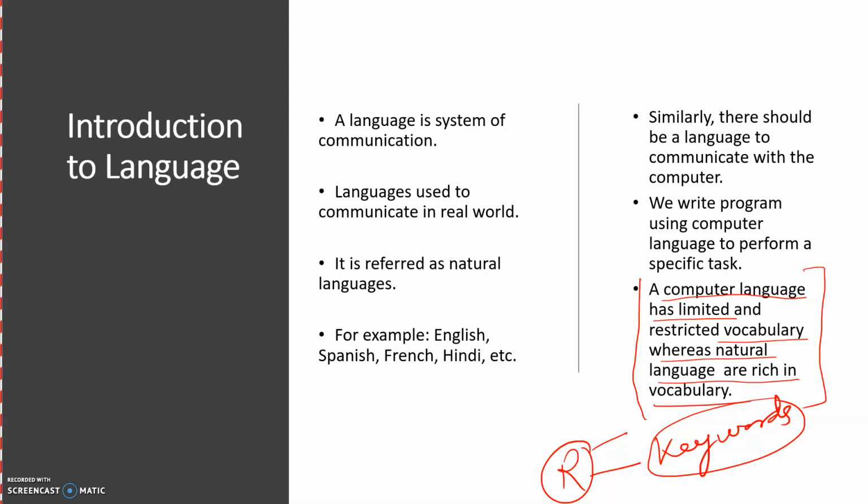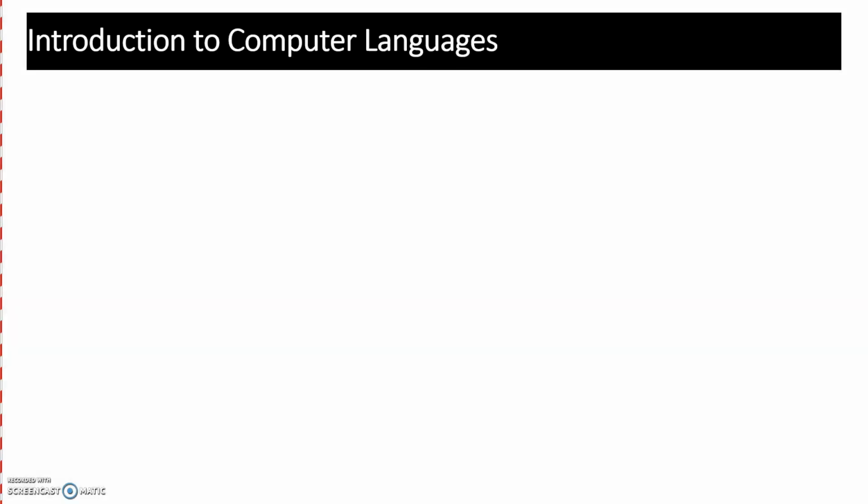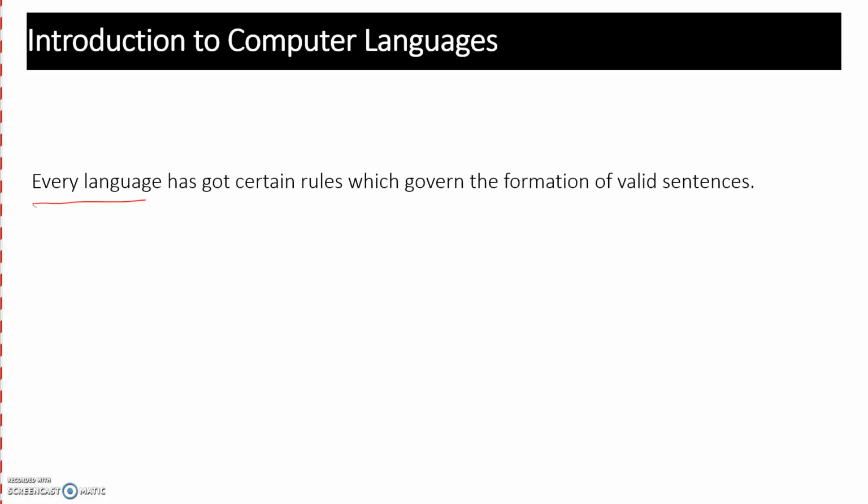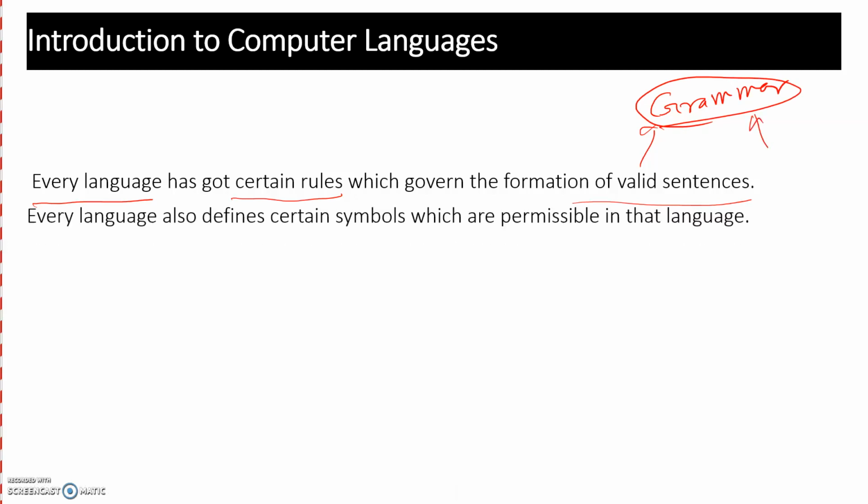Now next we will discuss computer programming language in detail. Every language like English has certain rules and valid sentences, and if the sentence is valid, we call the sentence correct in terms of grammar. Similarly, a computer programming language follows certain rules, and every language has certain symbols. Similarly, computer programming languages use some symbols. We'll discuss all these things one by one.